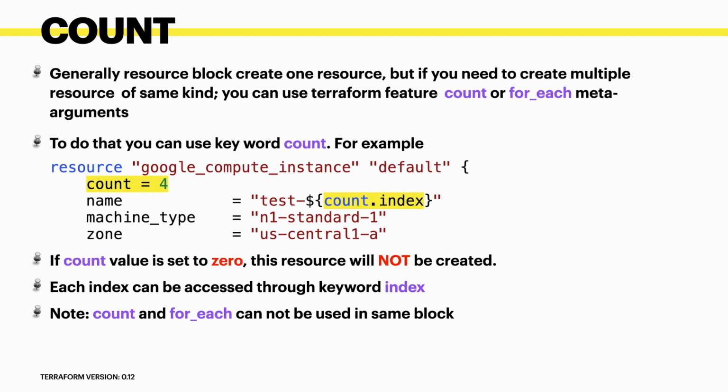To do that, you can use the keyword count and assign a number to it. This will iterate through the resource and create that number of resources. For example, in this code, we have assigned value 4 to the count. This will create 4 compute instance VMs. But if the count value is set to 0, this resource will not be created. Each index of the count can be accessed through count.index. Note, count and for_each cannot be used in the same block. Also, the count value must be known before Terraform apply is executed. That means count cannot refer to any resource attributes that aren't known until after the configuration is applied.